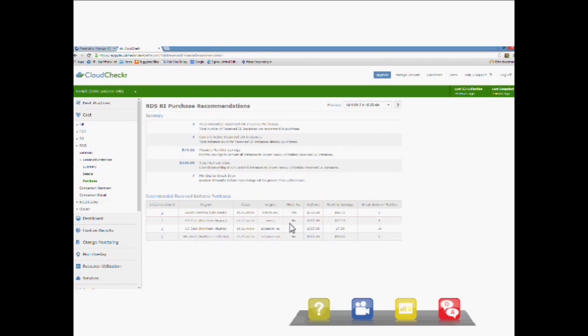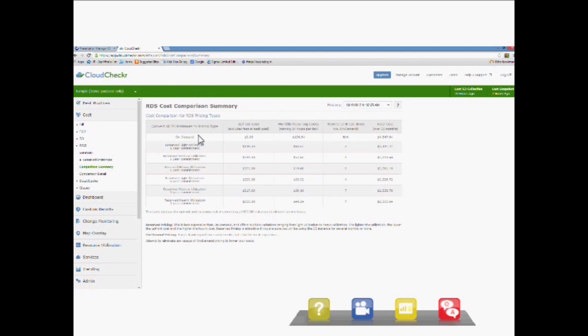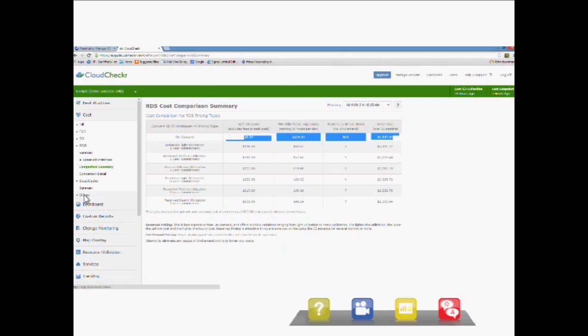Same thing on the RDS level, the comparison summary shows me a total price of what my environment is costing today running on demand, and what it would cost under the different resource utilization models. Same thing for ElastiCache and for Glacier. You just have, basically, lots of tools to help you analyze and figure out what your costs look like.